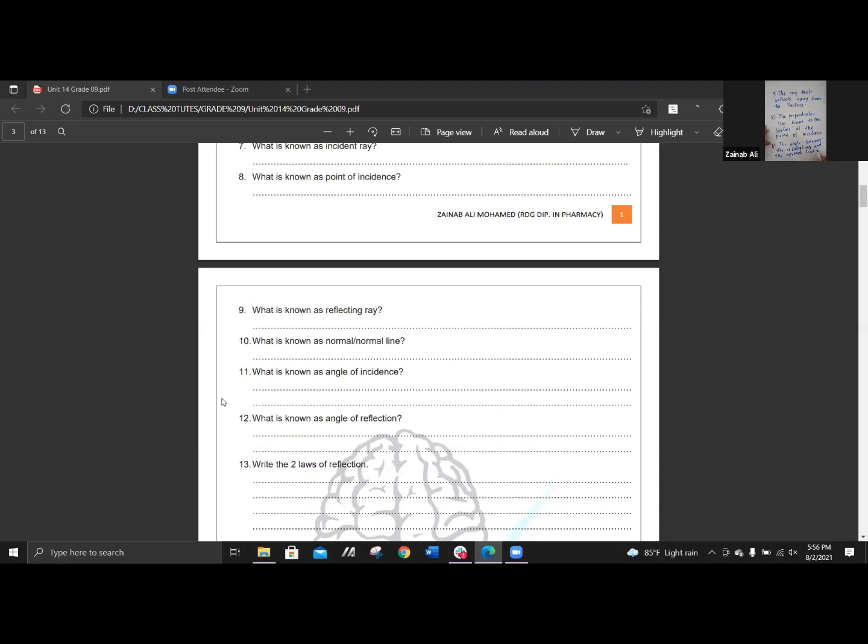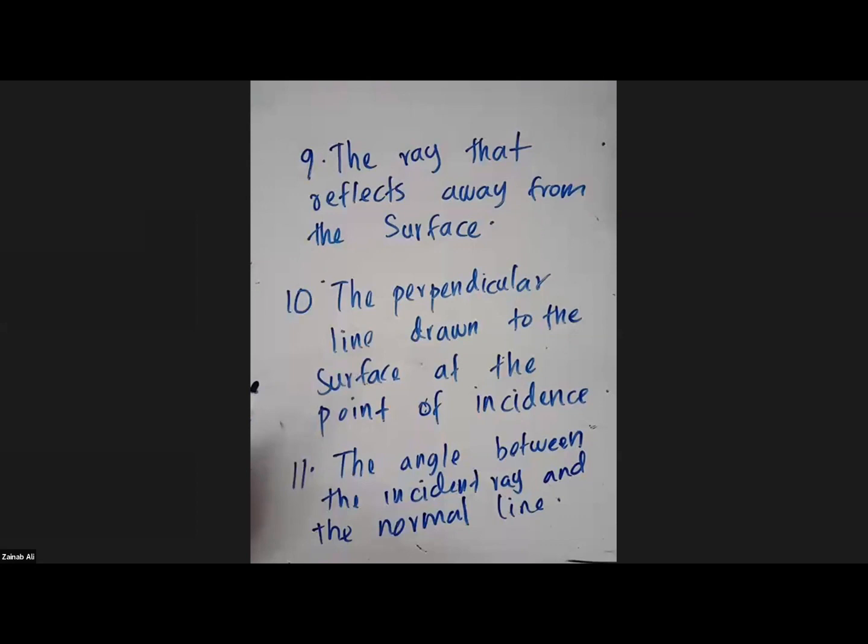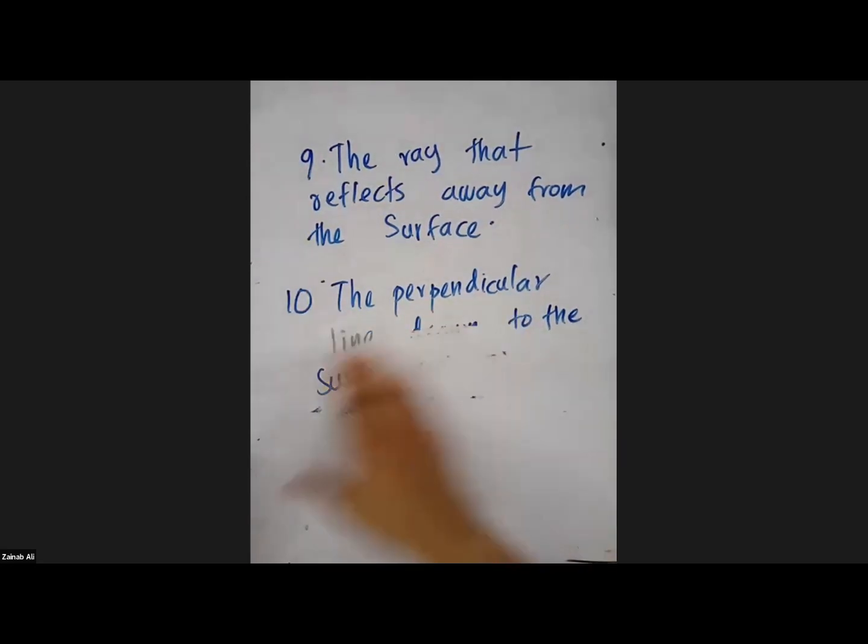What is angle of reflection? That is also the same thing. The angle between the reflected ray and the normal line. So that's easy, right? So we have studied until question number 12. We have completed until question number 12. So we will move on to the next part. So shall I raise the board? Okay. So let's raise the board and we will move on to the next part.